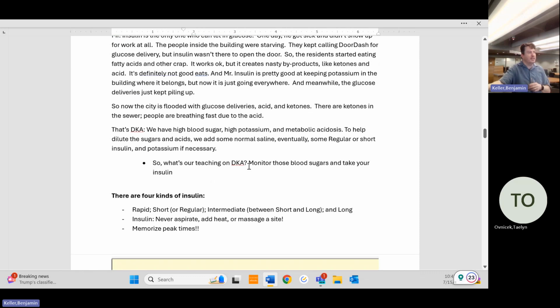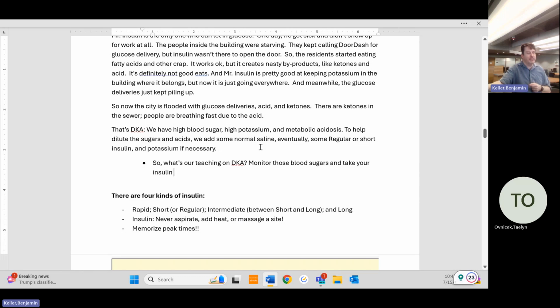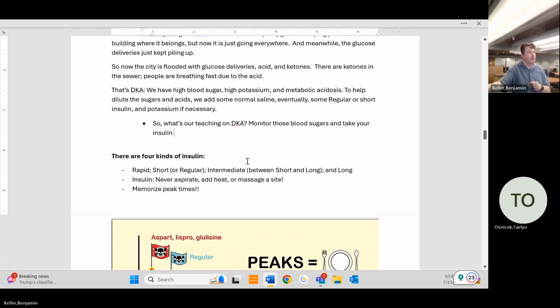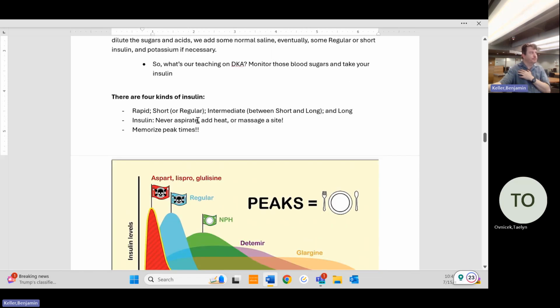So what's our teaching on DKA for our patients? And it's this: monitor those blood sugars and take your insulin. Most of the time, people have DKA situations when they've not been managing their blood sugar. And then they end up in the ICU, and that costs lots and lots of money. So if we can get them to monitor their blood sugars, or even get them an insulin pump and one of those insulin monitoring devices, it's a whole lot cheaper than ICU admission.